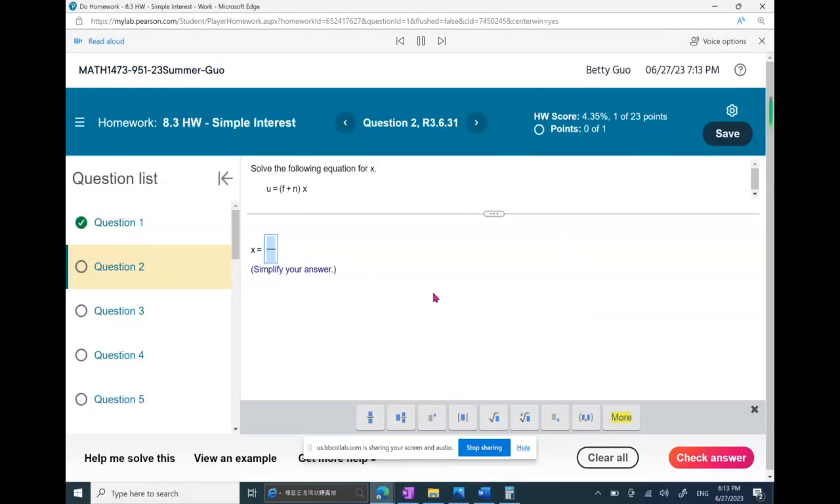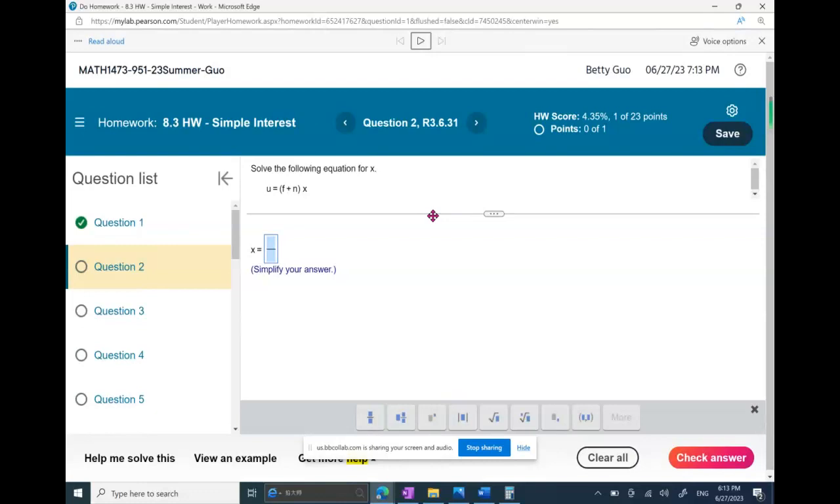Hold on. More. Help me solve this. Huh? What happened? View an example. Get more help. Simplify your answer. More. How do I start? Help me solve this. View an example. Get more help.